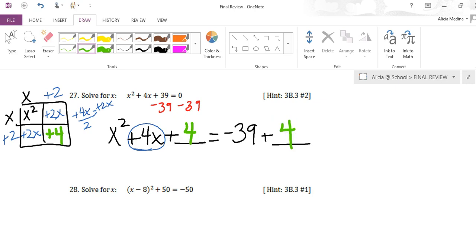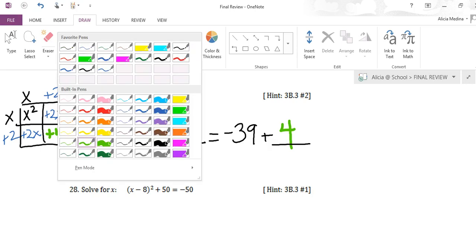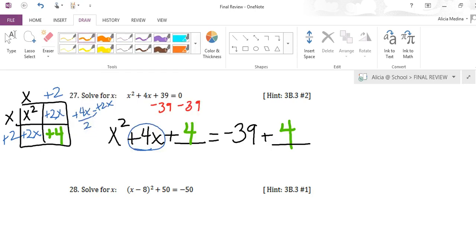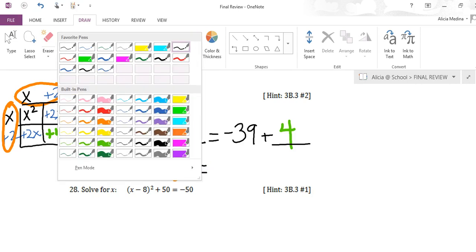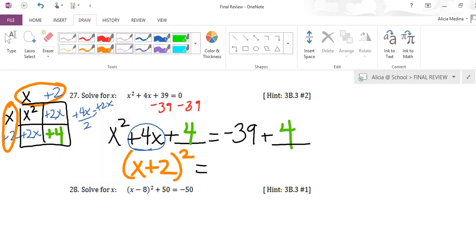All right, from there I want to factor. The left side is the perfect square trinomial. So if I would have asked you to factor that, you would have gotten these same sides of that Punnett square box. So the left side is just going to be whatever you had on the side of your Punnett square box. There was 2 of them, so I am going to square it. On the right side, I just need to simplify my negative 39 plus 4. One of the biggest mistakes I've seen is that some people forget to add what was already there. So this whole thing is what I need to combine together. So negative 39 plus 4 is a negative 35.